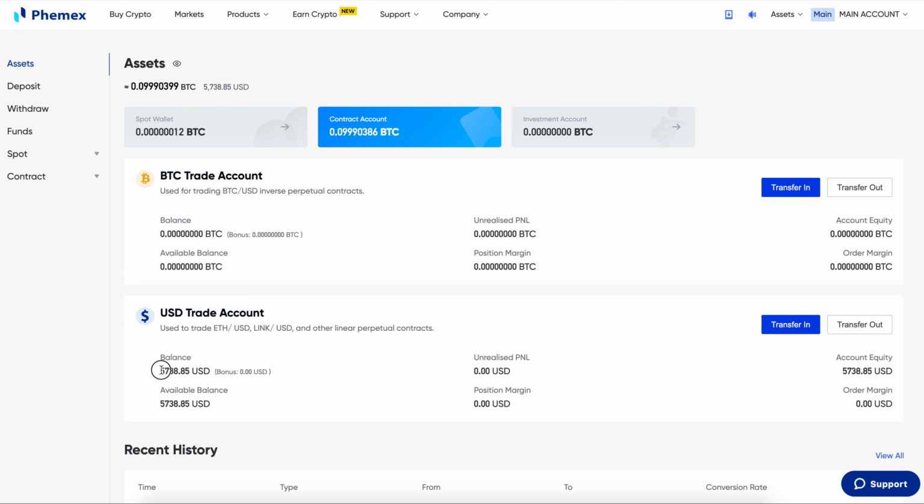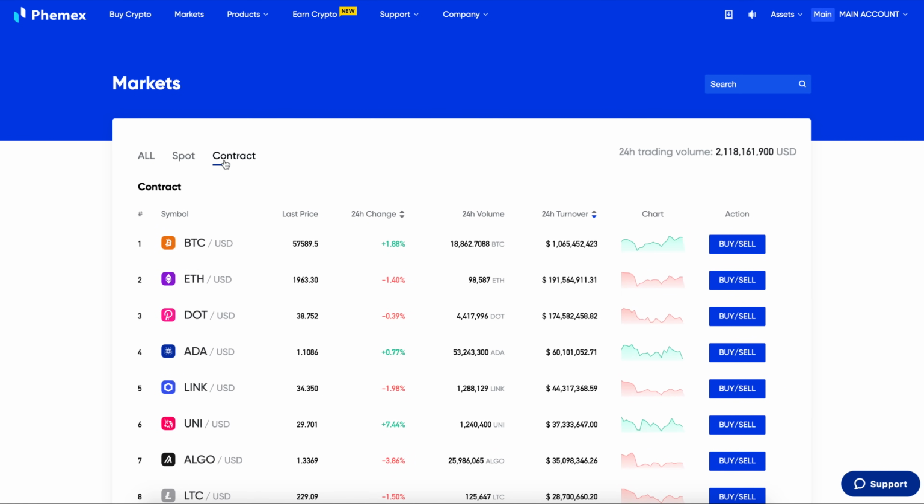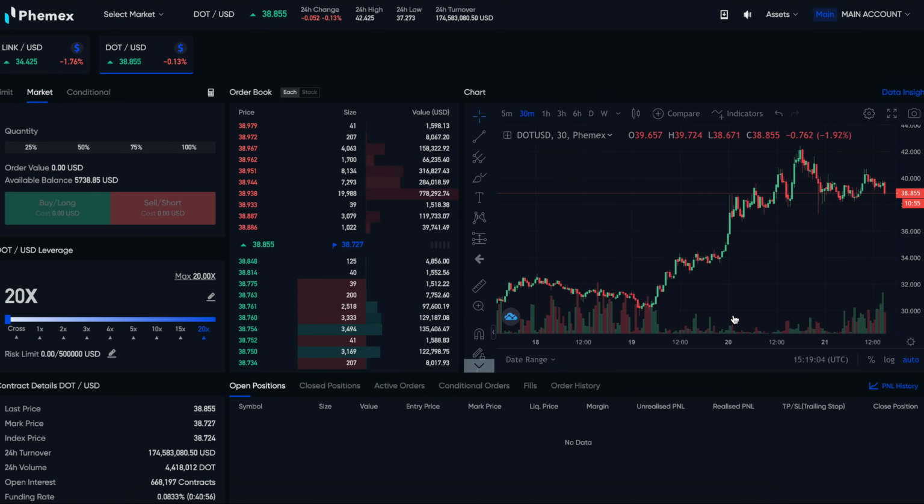So now that we have our USD trade account funded, we can go back to markets and we can actually trade on some contracts. So let's actually do Polkadot. Let's do a Polkadot trade since I think that would be pretty interesting. So we click over here for buy, sell. Now keep in mind we are in contract, as you can see right here.